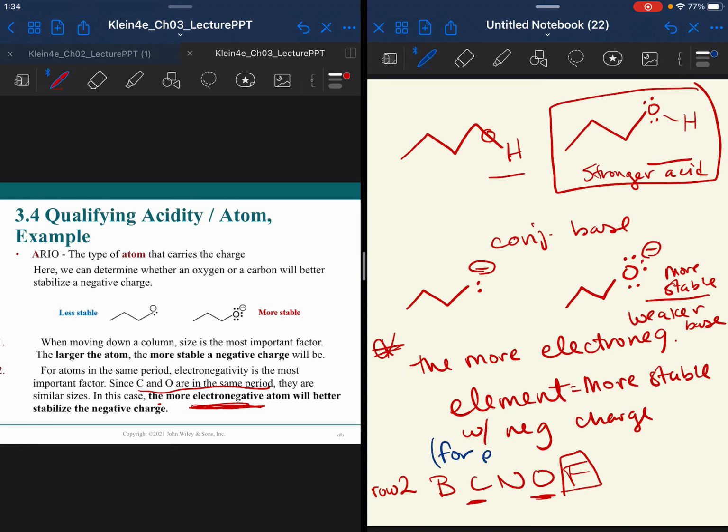This is 4 elements in the same row. Now, why am I going so hard to emphasize that? Because the rule is different if the elements are not in the same row.